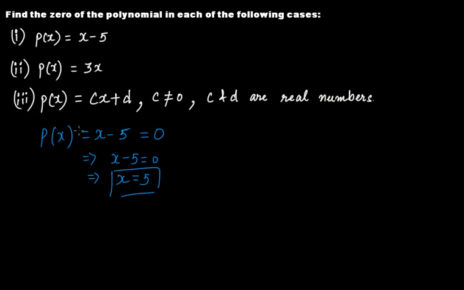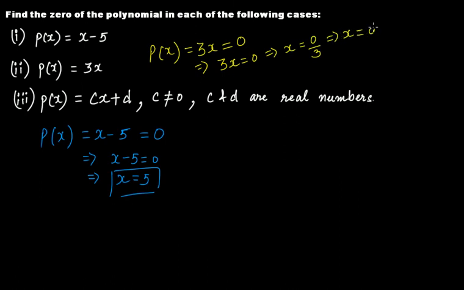The next one is p(x) = 3x. If you want to find the zero of this polynomial, equate this to 0. And this becomes 3x equal to 0. It means that x is equal to 0 by 3. It means that x is equal to 0. This is the root or zero of this polynomial.